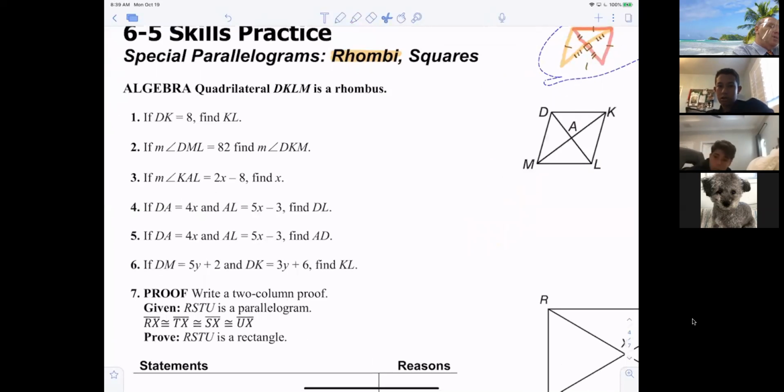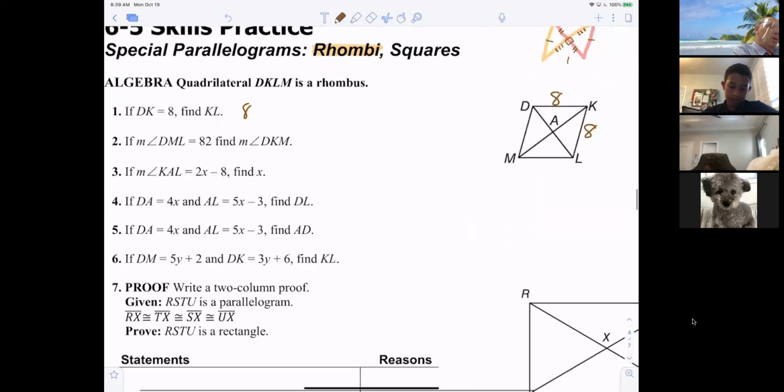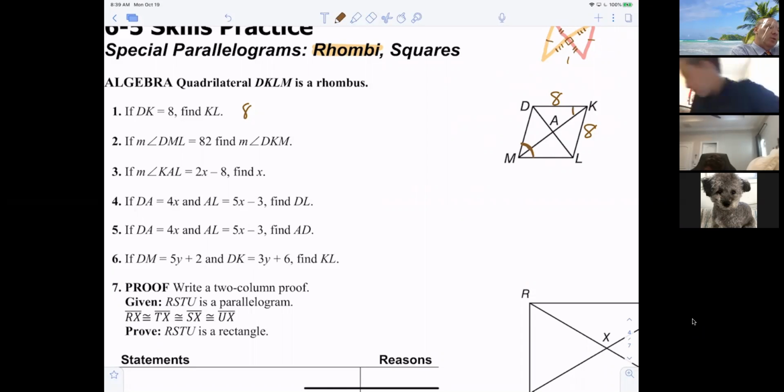If DK is 8, KL is what? 8, obvious. If angle DML is 82 degrees, then what is DKM? 41. Yes, 41 degrees. Very good. Anybody have any questions with that?